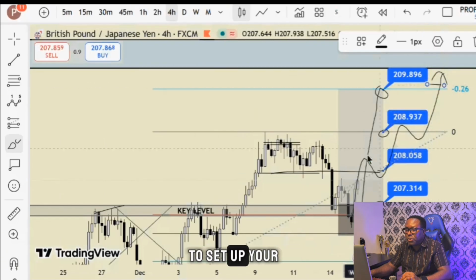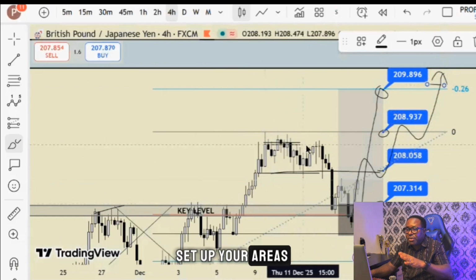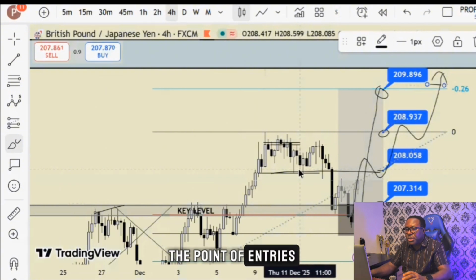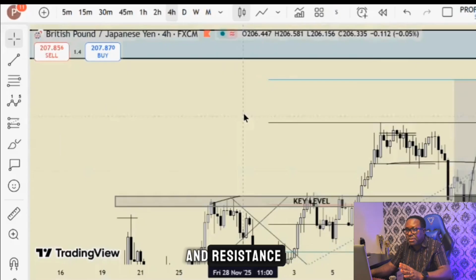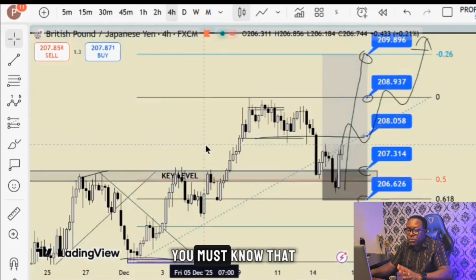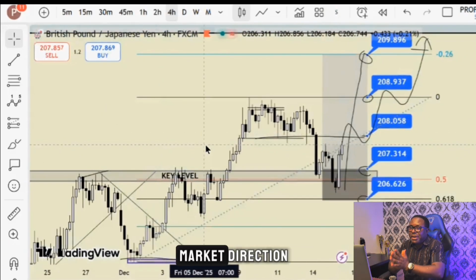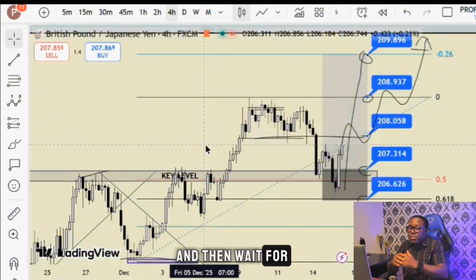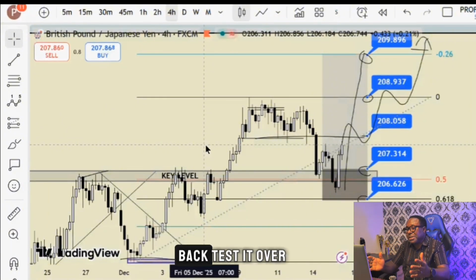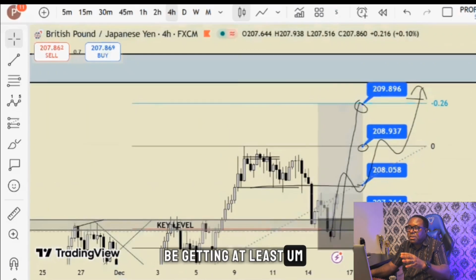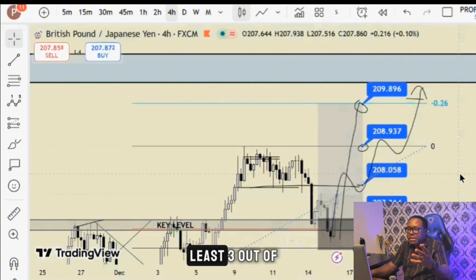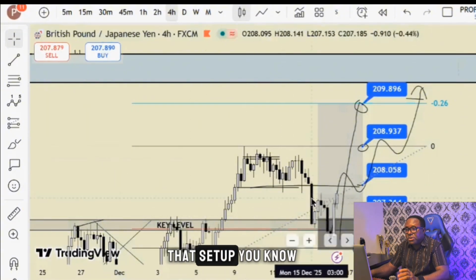All you do is set up your key levels, set up your areas of interest and the points of entry, and mark them very well, whether you're using demand and supply, support and resistance, whatever works for you. You must know that. And of course, you should know the market direction and what is really behind that market direction, and then wait for price to come into your area of interest. Test it over time. Whenever the setup comes, you can get at least 3 out of 4 times, or 4 out of 5 times that the setup shows up.